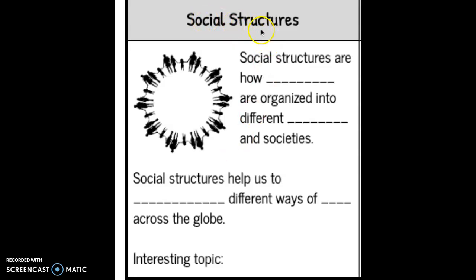Next we have social structures. Social structures are how groups are organized, or how people are organized into different groups and societies. Social structures really help us to understand different ways of life across the globe. So now you'll pause, go to your anchor text, and read through the section on social structures. You're going to find one interesting topic in that text and write it here. Pause the video and do that now.